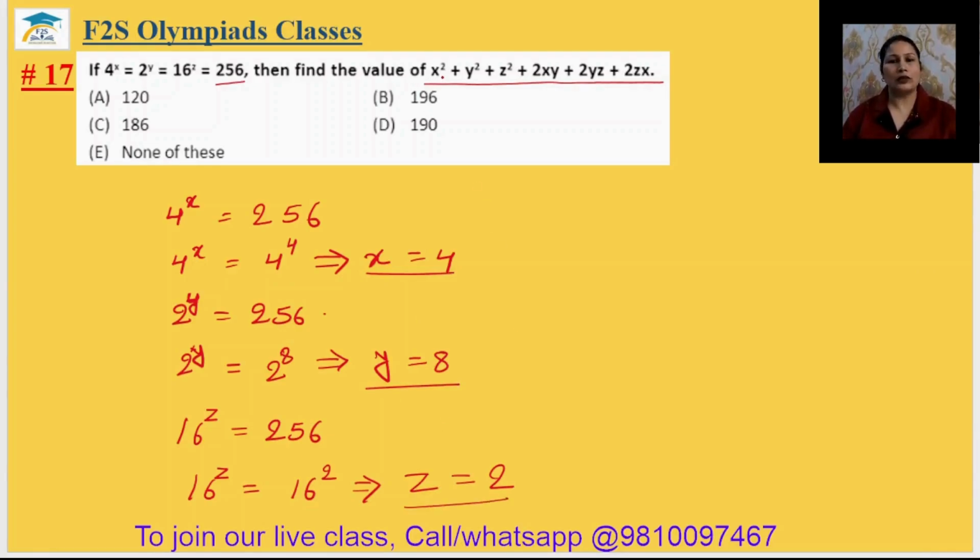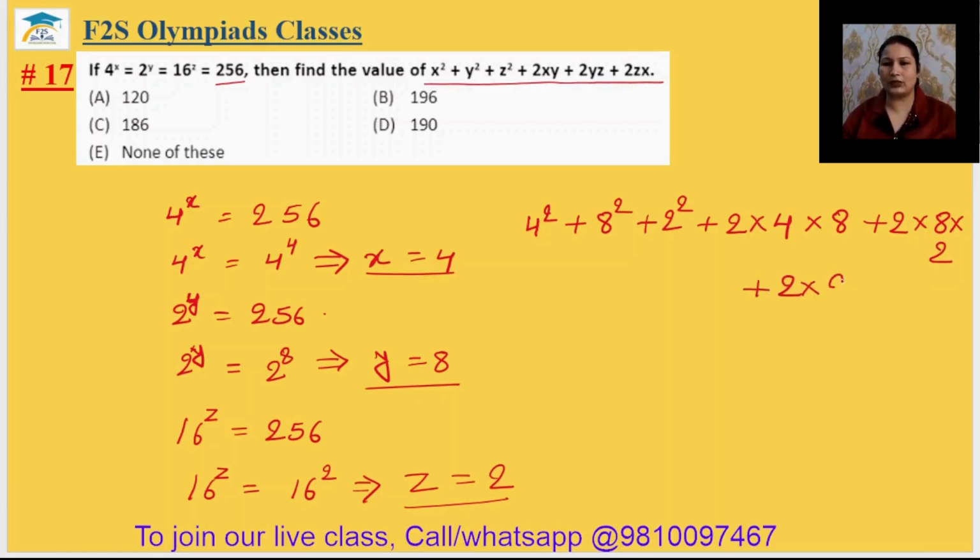Now put the values in this equation. So x square means 4 square, plus 8 square, plus 2 square, plus 2 multiplied by x, which means 4, plus 2 multiplied by y, which means 8, plus 2 multiplied by z, which means 2, plus 2 multiplied by z, times x, which means 4.